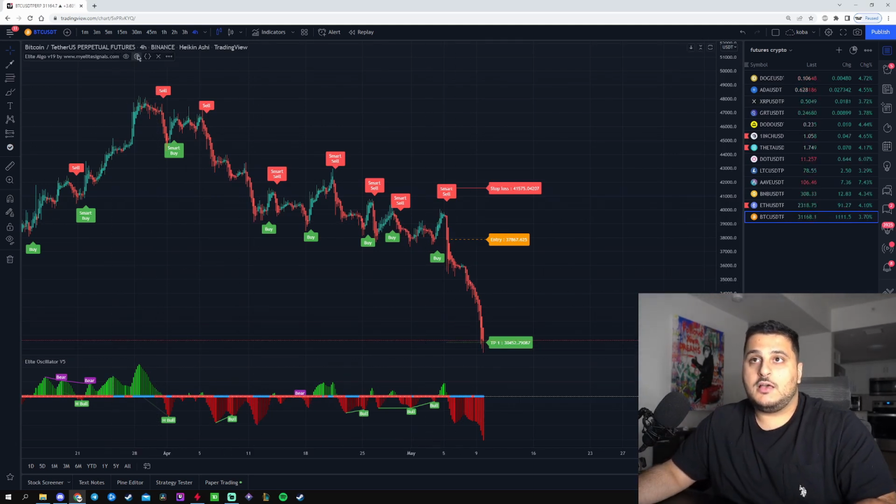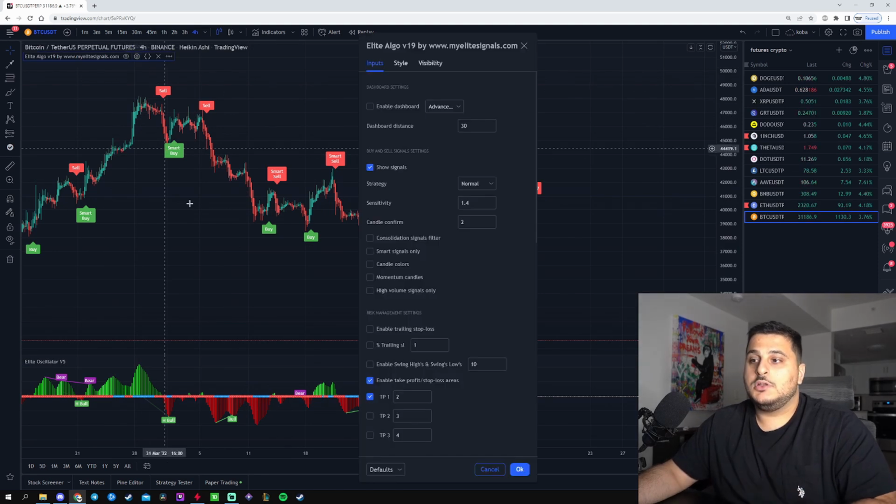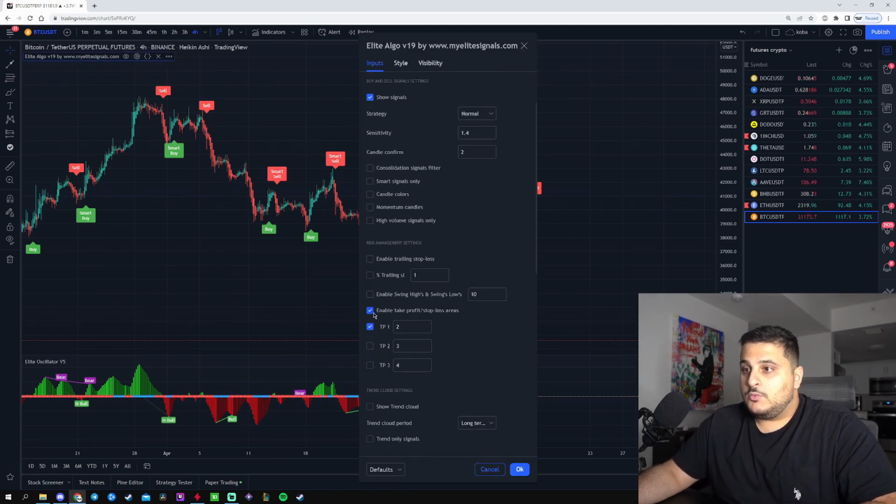Okay, so now that we've talked about the stop loss and take profit levels, let's go into the other settings that we have for the risk management section. So we're going to go back over here. We're just going to disable the enable take profit and stop loss areas for now, just so we can enable other stuff and show you guys how that looks.